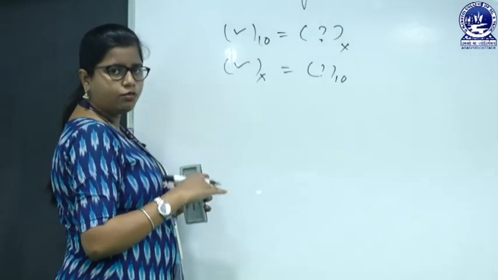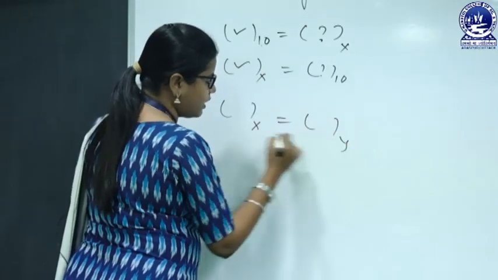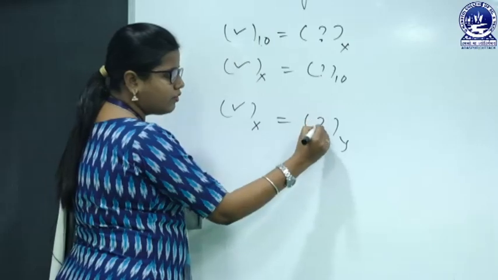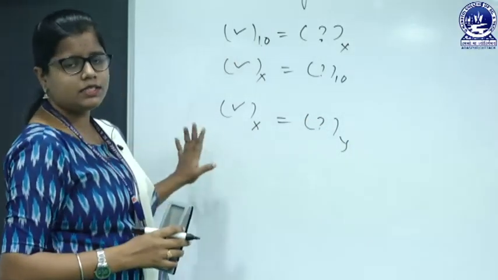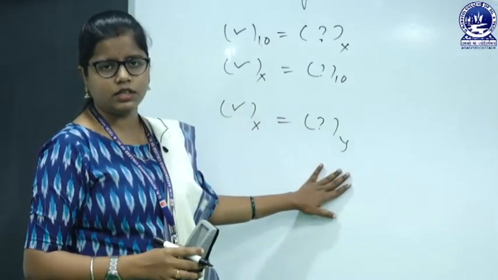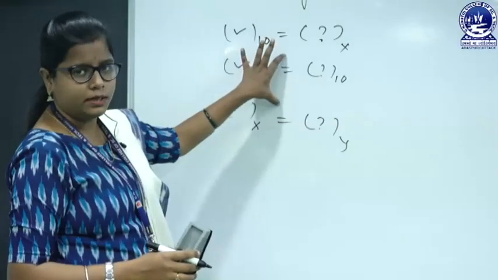But here we need to convert base x to base y. Suppose base x is given and we need to convert it to base y, where x is not 10 and y is not 10. So here we can apply these two methods.